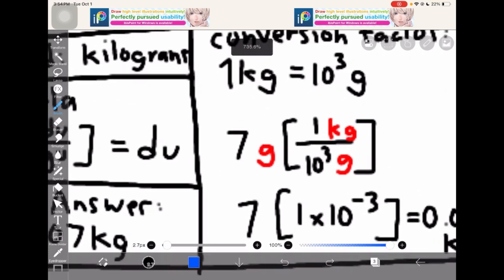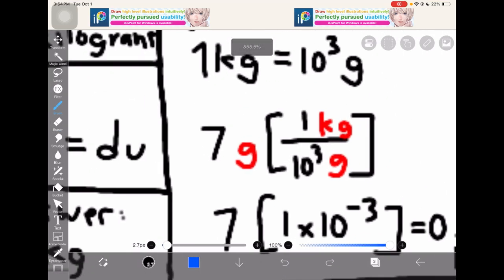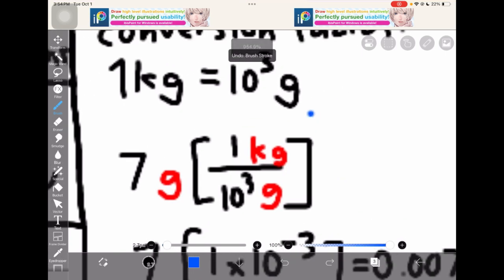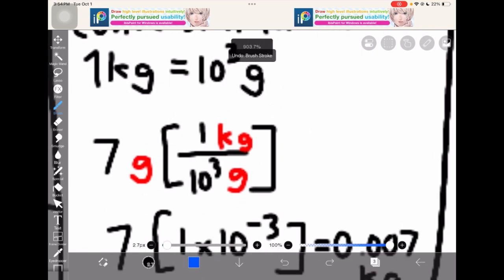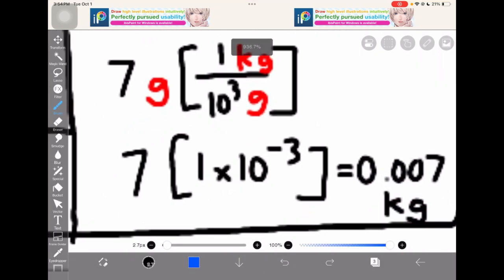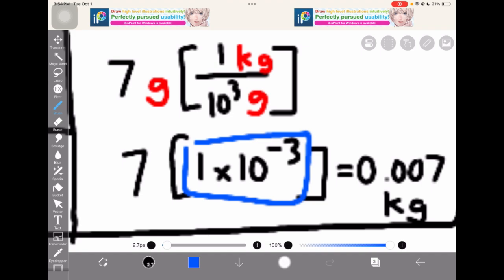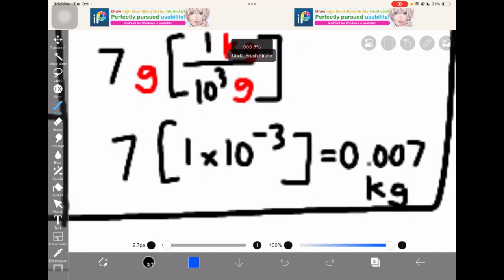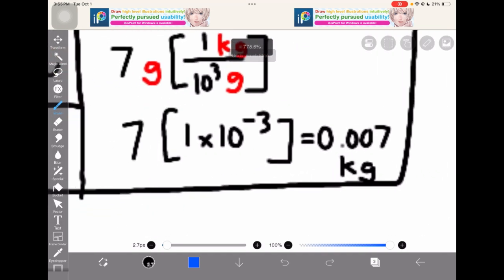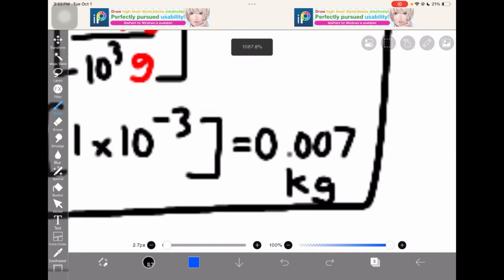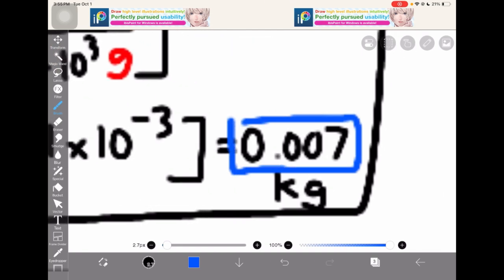So that's our given unit, right? And then we just put the conversion factor here. So we have the desired unit and the given unit again, but this time in the conversion format. So 10 raised to 3 grams, and then you get 1 times 10 to the negative 3 when you simplify this, and when you multiply it by 7, it gets 0.007.